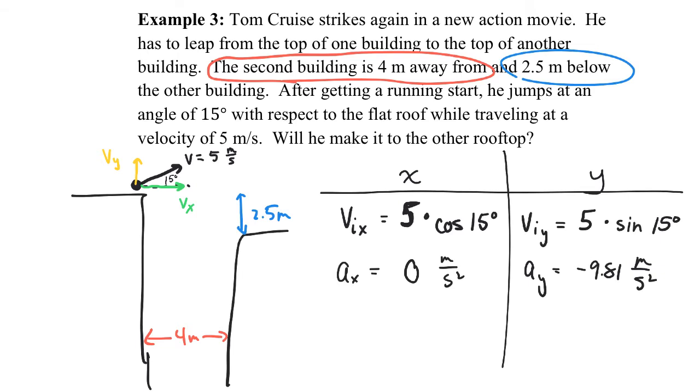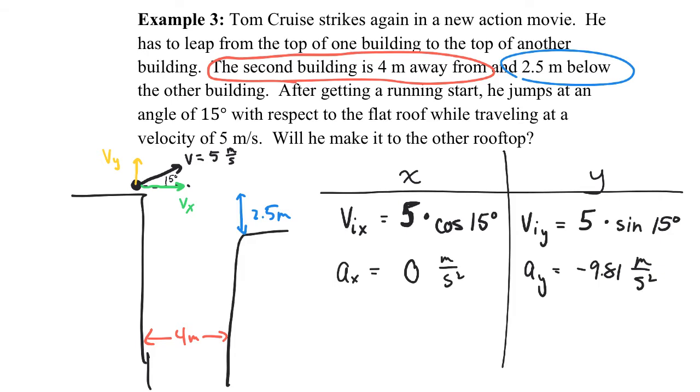We can set the horizontal displacement equal to 4 meters, and then we can find the vertical displacement. And if he's falling more than 2.5 meters, is he going to make the jump? No. But if he's only fallen, say, 1.5 meters, he would make the jump. So if we call this 4 meters, then we have to search to see what our value of y is. That's going to be our unknown.